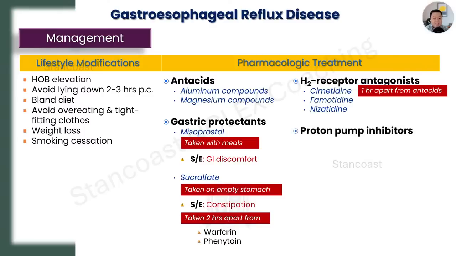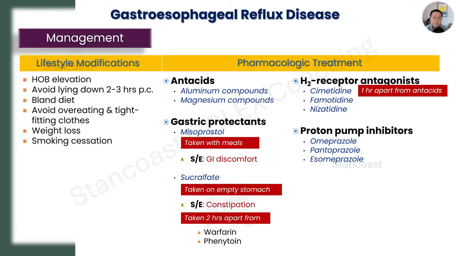Now we have the next classification here. We have the PPIs, or the proton pump inhibitors. So namely, we have omeprazole, pantoprazole, esomeprazole. So you have the suffix zole, azole. So these are your proton pump inhibitors, and they're going to work by reducing the amount of acid produced in the stomach, and this will also alleviate the symptoms associated with acid-related disorders such as gastroesophageal reflux disease and peptic ulcer disease as well, and erosive esophagitis.